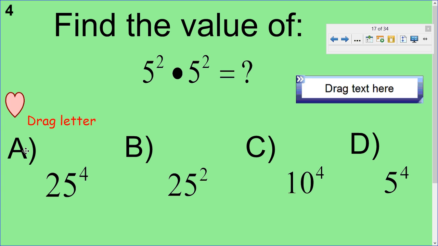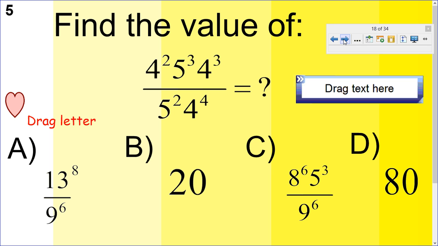And I know you said A, which is absolutely wrong. What? Wrong? That's right, it's wrong. You remember, you keep the bases the same, so 5 stays the same. So that means your base has got to be 5. Which one has a base of 5? That one has a base of 5. What do you do to the exponents? That's right, you add them. 2 plus 2 is 4, so the correct choice is choice D. Let's try again.